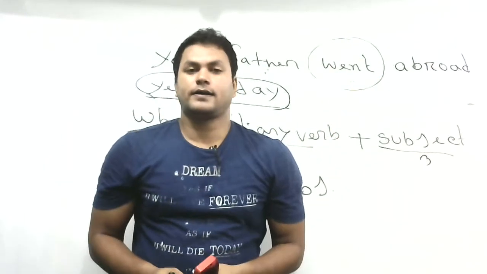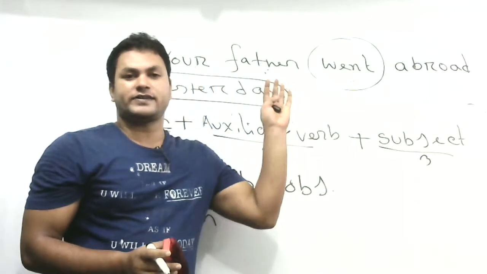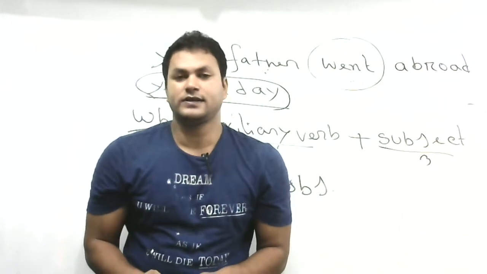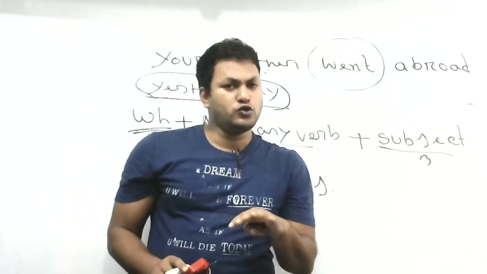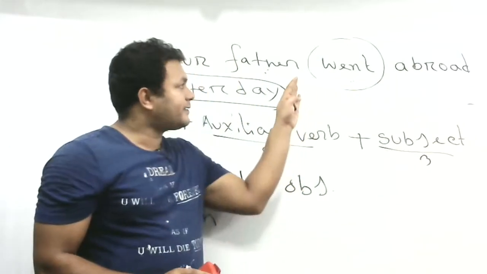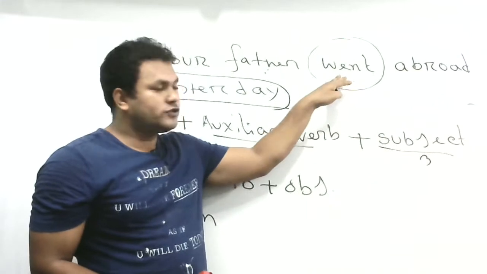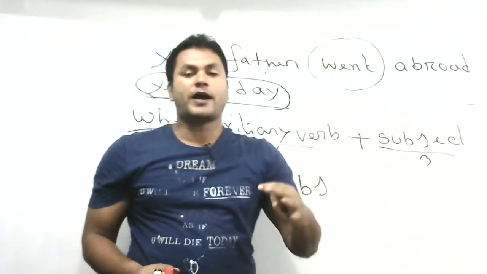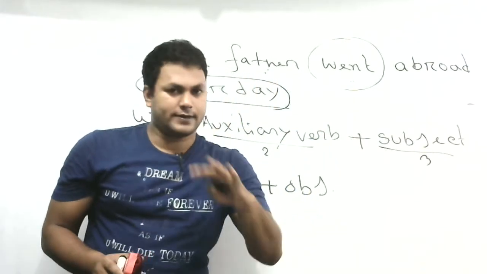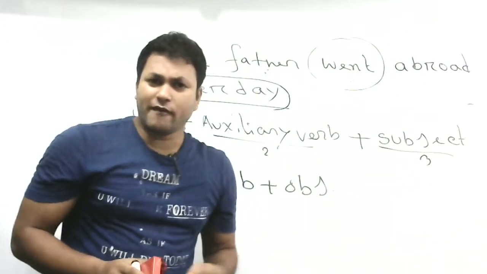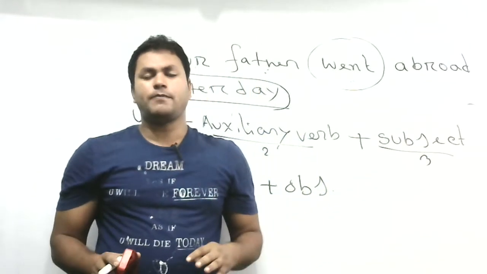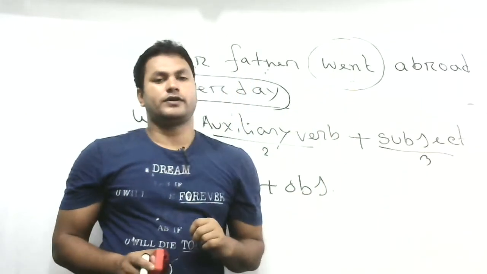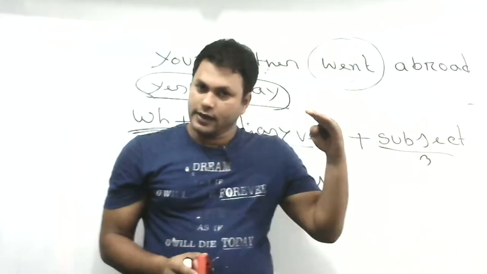So how to make questions if you don't get an auxiliary verb in the sentence? You should remember, if there is no auxiliary verb in the sentence, if it is present, you will have to take do or does according to the subject. As it is past indefinite tense, there is no auxiliary verb, but here is the verb, that is the past form. So if you get the past form, you will have to take the auxiliary verb did. So what you have understood here: if there is no auxiliary verb, you will have to take do or does if it is present indefinite. As it is past indefinite, you have to take did.